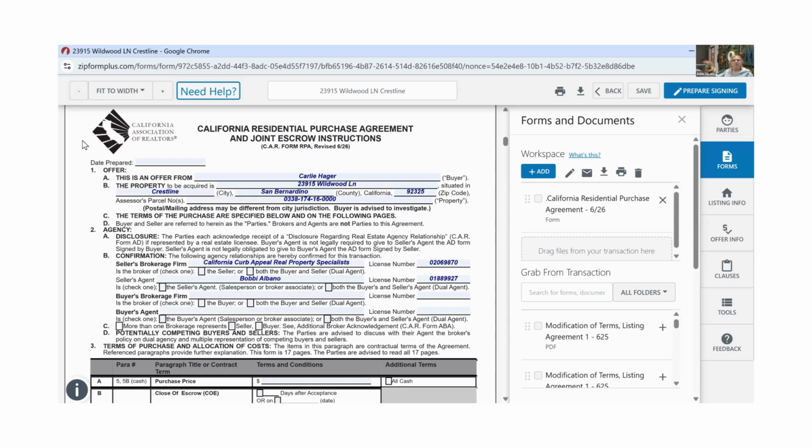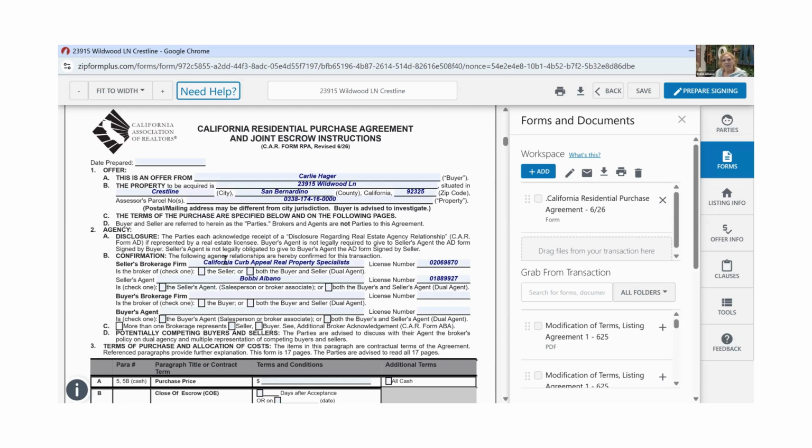So you're only obligated. Buyer's agent is not legally required to give seller's agent the AD form signed by the buyer. That is saying that the AD that's for your side of the transaction stays with your side. You don't have to provide it to the other side. It's just a confirmation of you and your working relationship with your own client. So really, escrow is the only one that needs to see this. Gotcha. Okay. All right, moving along.